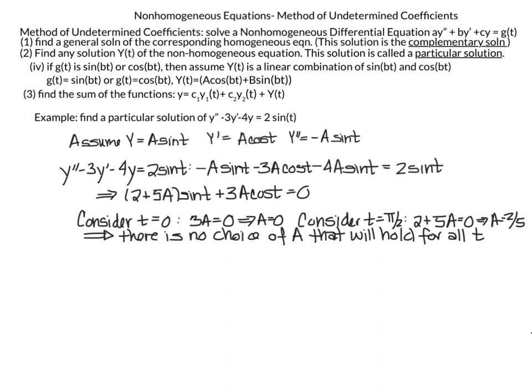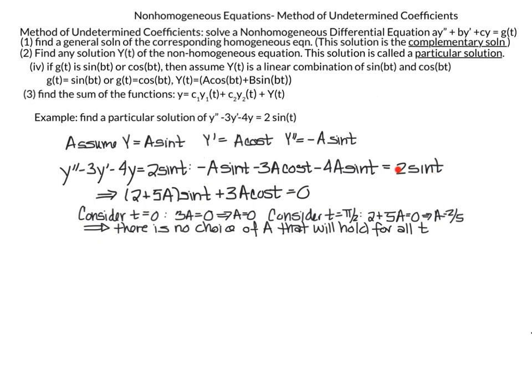Then we can calculate y prime, which will be A cosine of t, and y double prime will be minus A sine of t. Now we look at our differential equation, which says y double prime minus 3y prime minus 4y equals 2 sine of t, and we plug in our proposed y. That gives y double prime, which is minus A sine of t, minus 3y prime, which is minus 3A cosine of t, minus 4y, which is minus 4A sine of t. According to our differential equation, that's going to equal 2 sine of t.